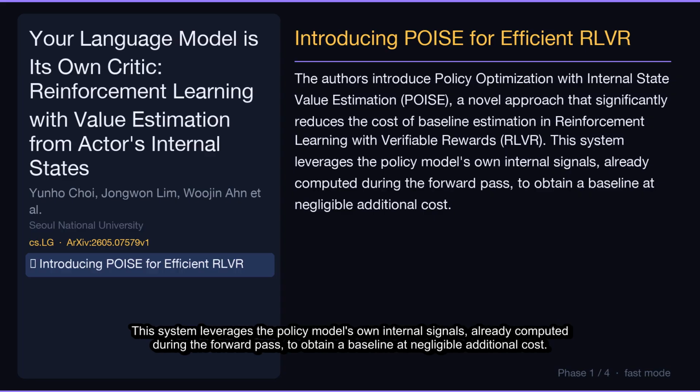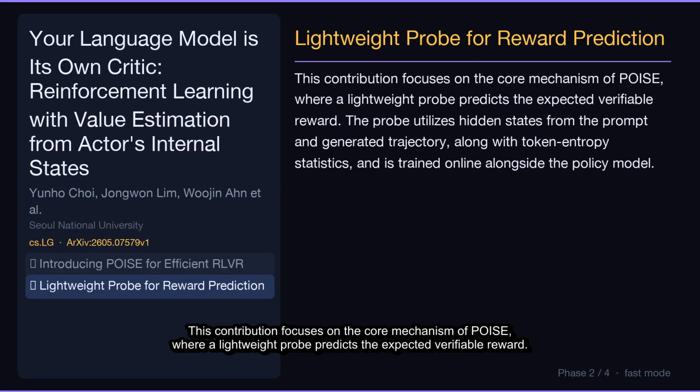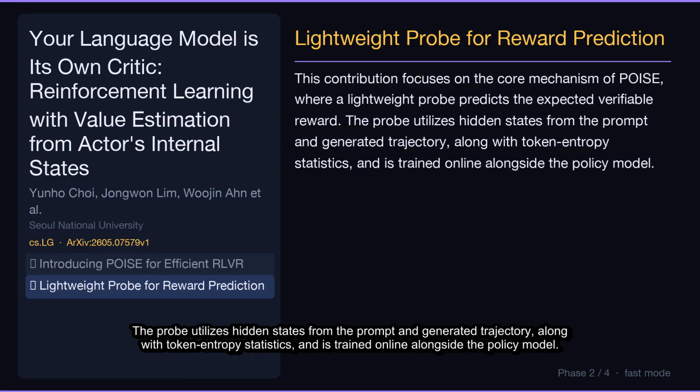This system leverages the policy model's own internal signals, already computed during the forward pass, to obtain a baseline at negligible additional cost. This contribution focuses on the core mechanism of POISE, where a lightweight probe predicts the expected verifiable reward. The probe utilizes hidden states from the prompt and generated trajectory, along with token entropy statistics, and is trained online alongside the policy model.